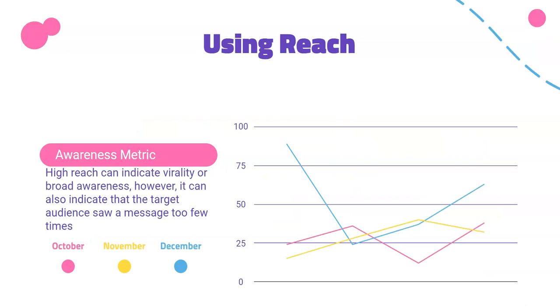So why not get excited about reach? Well, it's simply because reach is just an awareness metric. Awareness is great, but high reach could indicate virality. In other words, people are sharing your ad content, or broad awareness. Your ad is not getting shared, but your paid placements are getting in front of a lot of people, but it can also indicate that the target audience saw a message far too few times. You've reached a lot of people, but each one of them maybe only saw the ad once, so they don't remember the ad. So reach simply says a lot of people saw your ad. It doesn't tell you whether they saw it enough times to be aware of your message and consider your product.